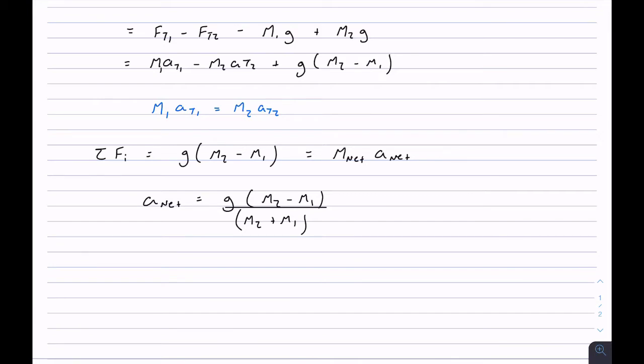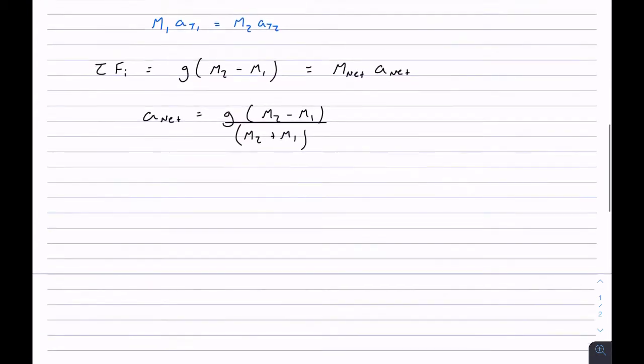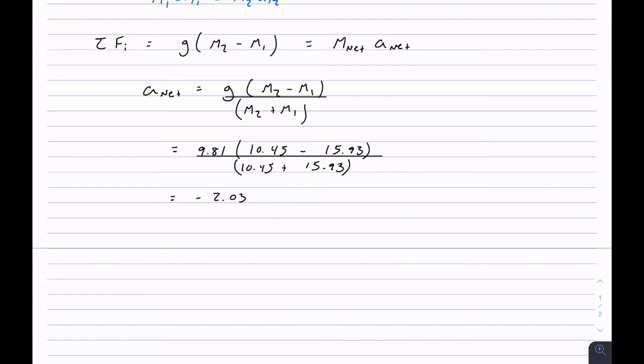So we are well on our way to knowing what the overall acceleration of the system is. Okay, so let's just plug in some values. We got 7 meters per second squared, or about negative 2.04 meters per second squared. Okay, that's the overall acceleration.